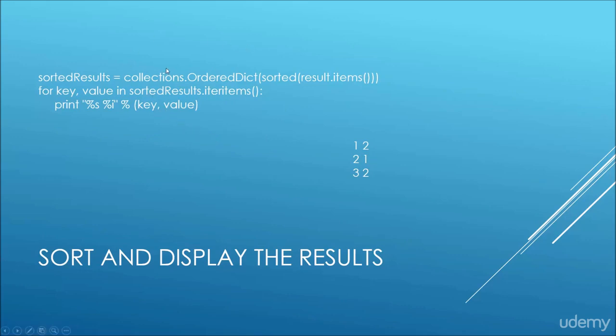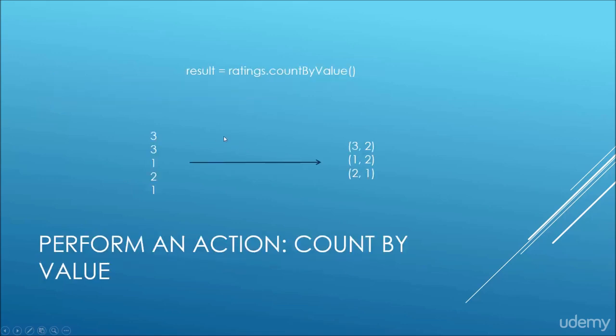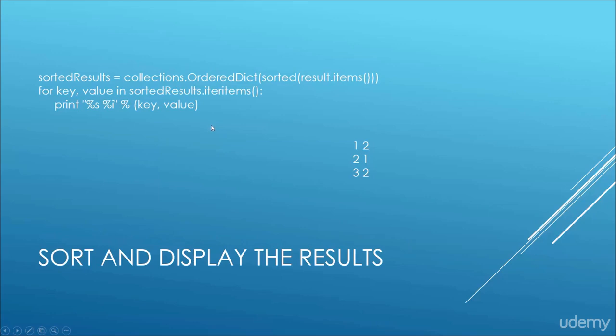All it's doing is using the collections package from Python to create an ordered dictionary that sorts those results based on the key, which is the actual rating itself. And then we're going to iterate through every key value pair of those results and print them out one at a time. So the output of this bit of code is going to be rating 1 occurred twice, rating 2 occurred once, and rating 3 occurred twice. That's all that's going on here. So we're taking those original key value pairs that were returned by countByValue, and we are sorting them just using this boilerplate Python code.